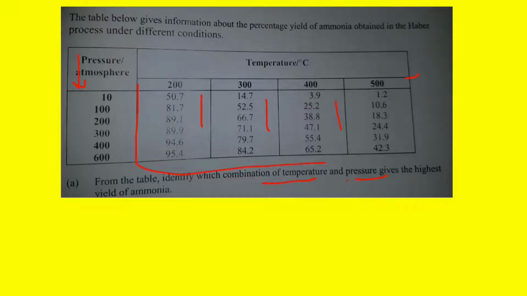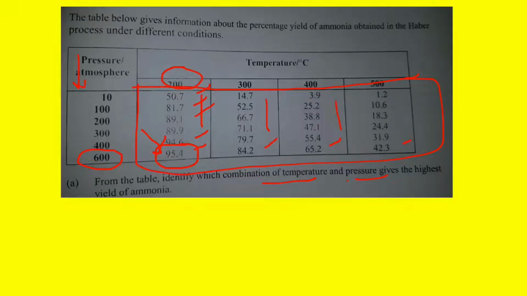Now you have to find out which is the highest value. So here we can see 50.7, 80, 81.7, 89, 89.9, 94.6, 95.4. Here on this side the maximum is 84.2 and this side it is 65.2, and at 500 the maximum is 42.3. So you can see that 95.4 is the highest value in this whole section. That means at a pressure of 600 atmosphere, and temperature of 200 degrees centigrade.